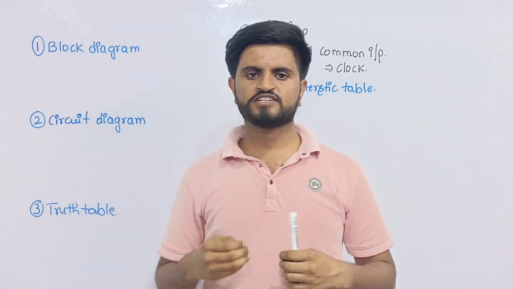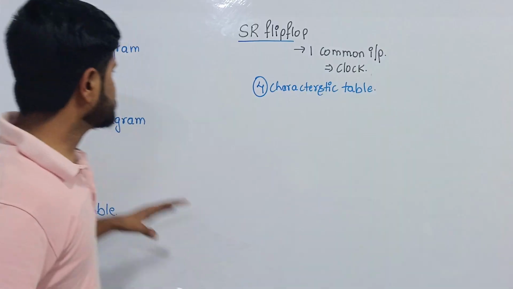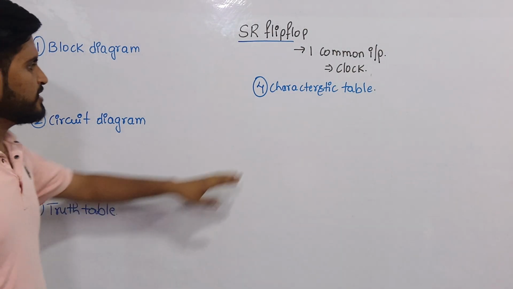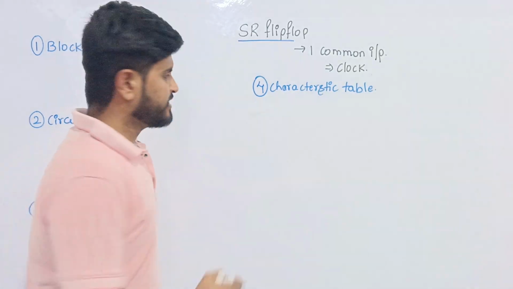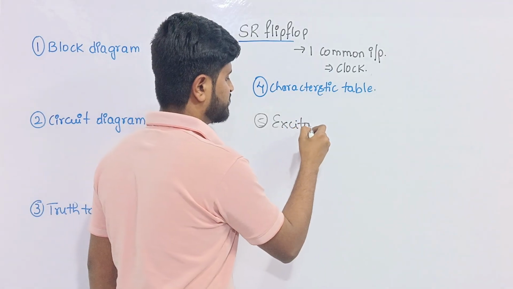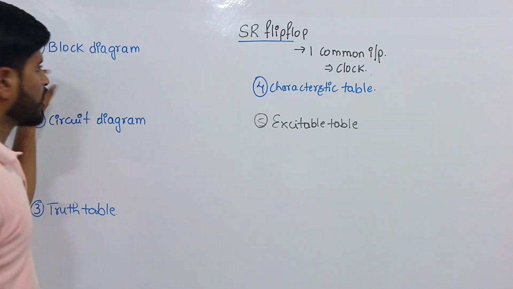Everyone, in this video let's discuss the SR flip-flop in electronics. So first let's write the block diagram, next the circuit diagram, truth table, characteristic table, and in the fifth step we will be writing the excitation table. So first let's start with the block diagram.